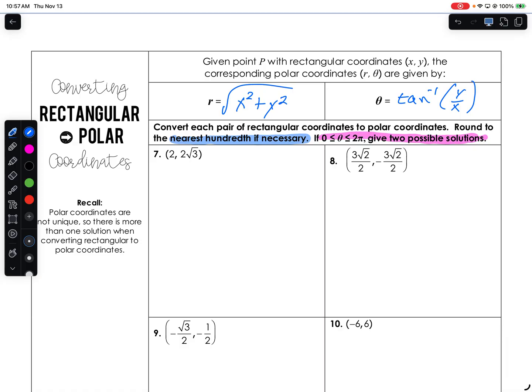Now we're going the other way. We're going rectangular to polar, right? Rectangular to polar right there. And you've got those two formulas up there, so write those down real quick. I think so. I'm pretty sure they're on the sheet.